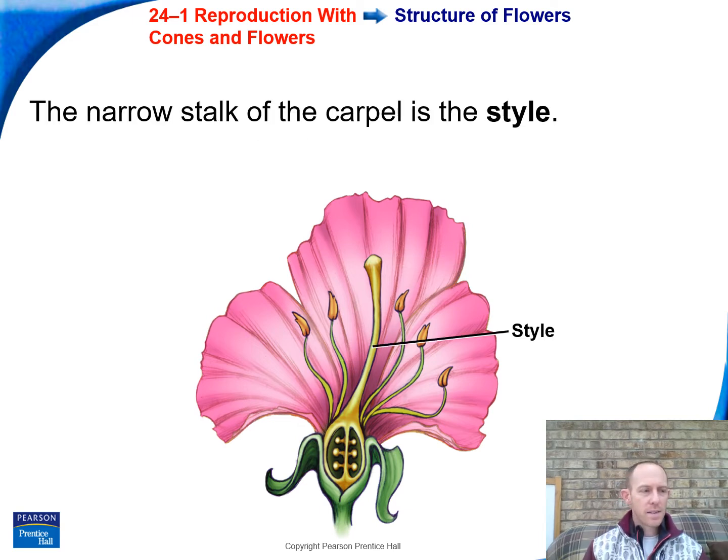All right, we also have the style, right? You've got this thing labeled, it's letter D. You've got this already on number 13. So your style, its job is to hold up the stigma so it's elevated, right? You want this thing far away from your anthers because, well, you want to avoid pollinating yourself. Nasty.